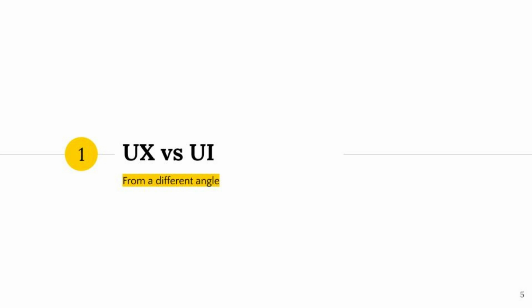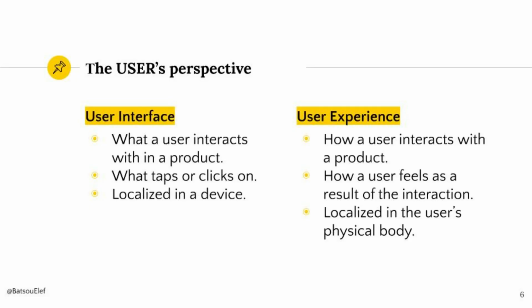So first, let's start with the user's perspective. When a user hears the terms user interface and user experience, what does he understand? User interface, from the user's perspective, is what the user interacts with in a product, what he taps or clicks on, and everything is localized in a device. So maybe in a smartphone, maybe in a physical device, maybe in a smartwatch, but this is localized somewhere.